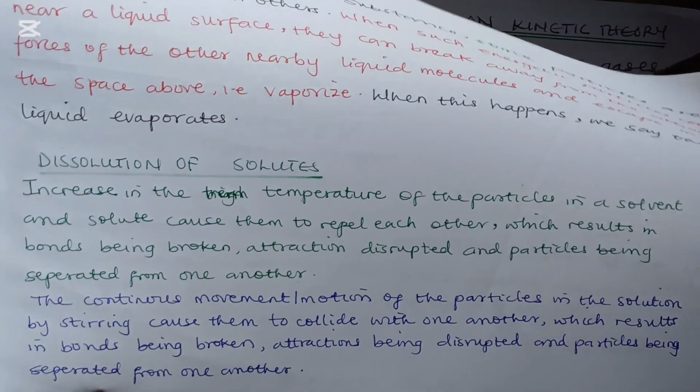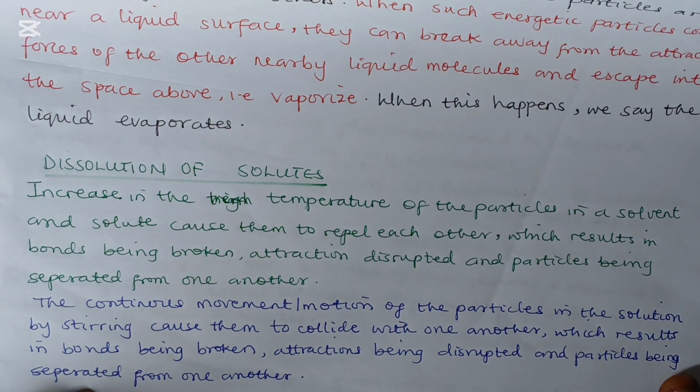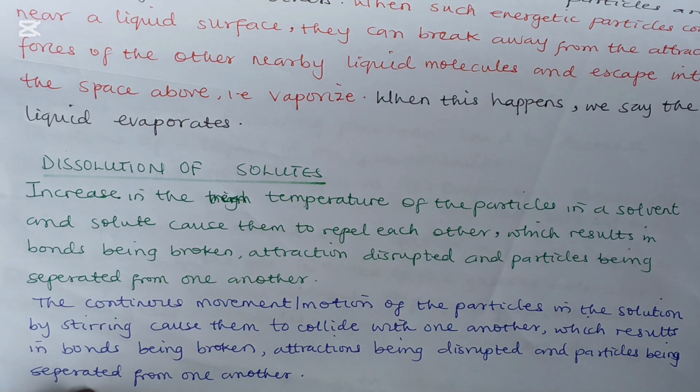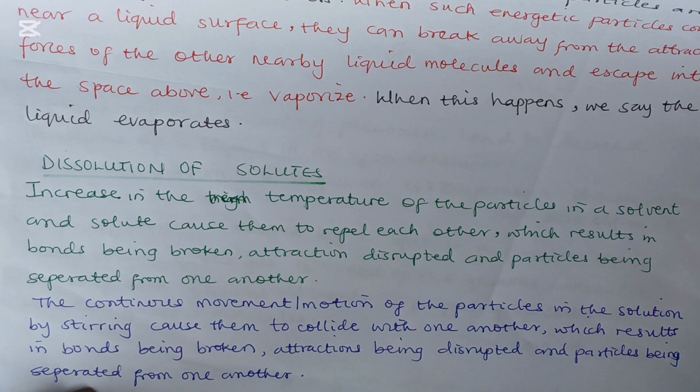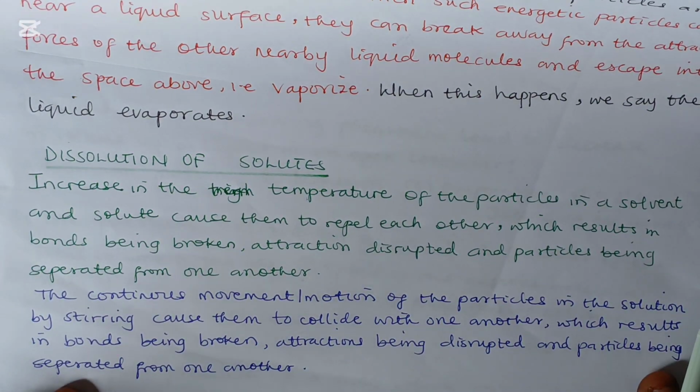But assuming you just add a solute to a solvent, like salt and water together, and there is no increase in temperature, the dissolution will be very slow. It will be slow if there is no stirring or no increase in temperature. But as increase in temperature or stirring occurs, the particles of solute and solvent begin to separate from themselves. And then the continuous motion of the particles in the solution by stirring causes these particles to collide with themselves. By the time they collide, this results in bonds being broken.